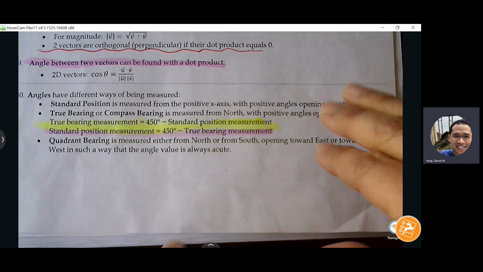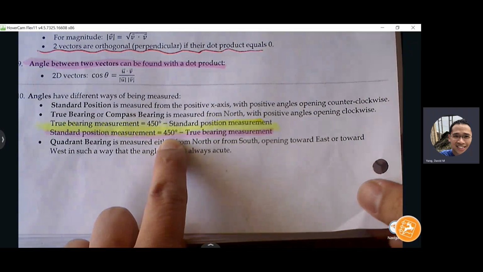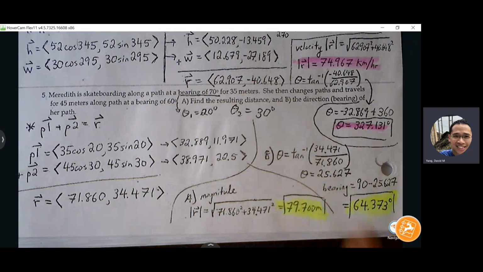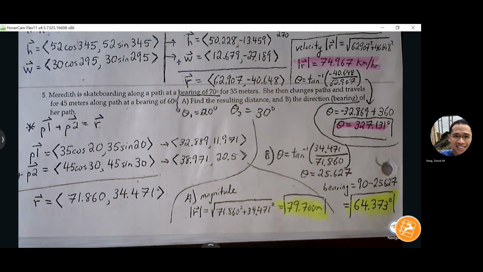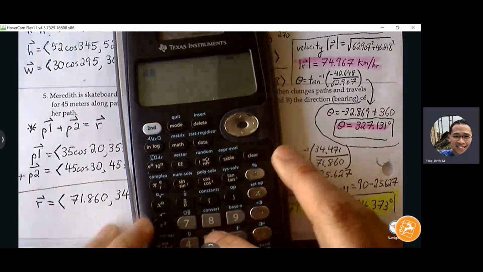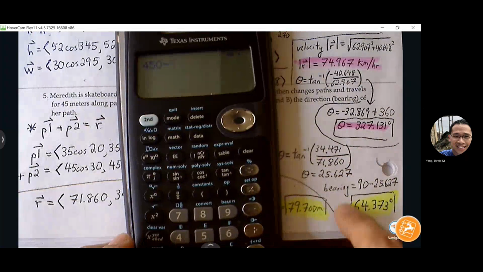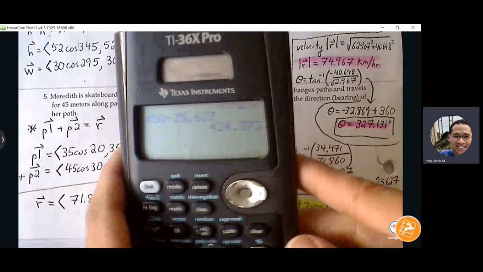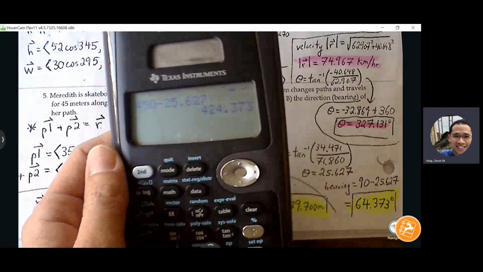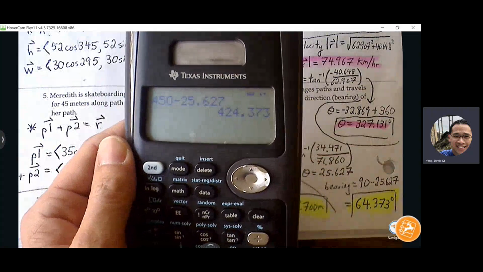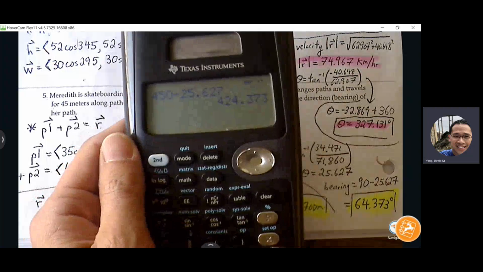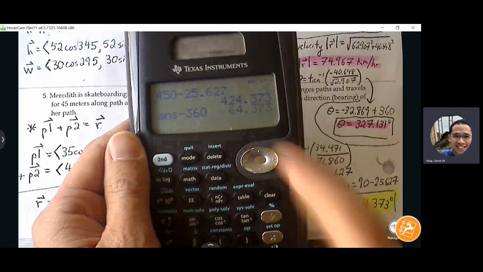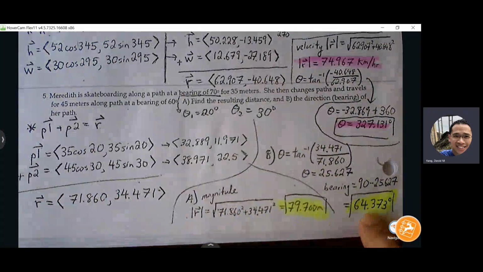Now, it may seem a little bit off when you try to do it, because you do 450 minus your standard position. I try to do that, right? 450 minus 25.627. Notice that I get 424, which doesn't seem like a bearing that I want to use, because it should be between 0 and 360. So if it doesn't fall in that 0 to 360 range, you can just keep subtracting 360 until you get to the bearing that they're looking for.